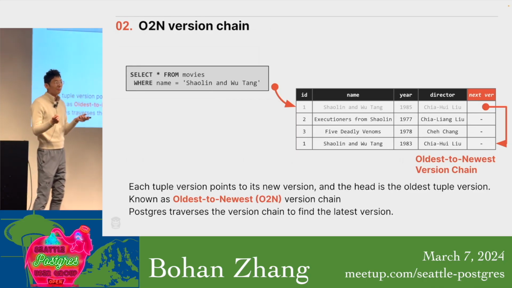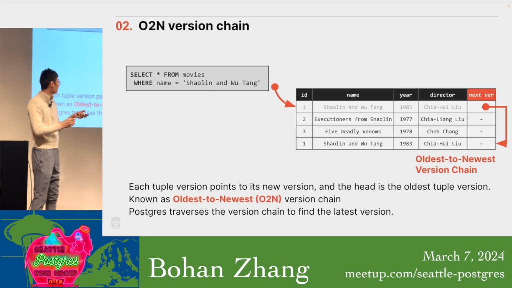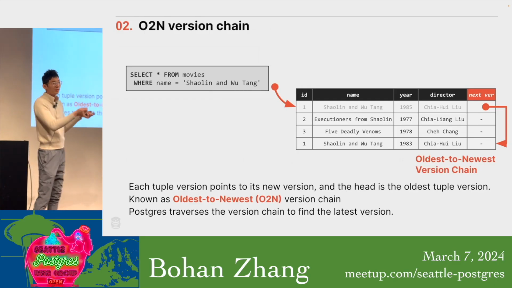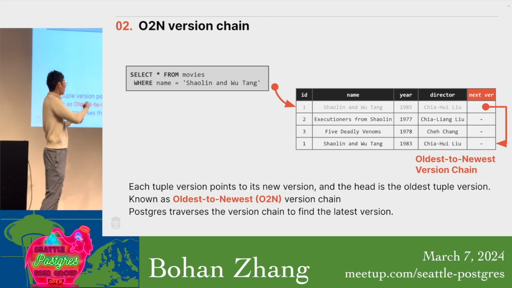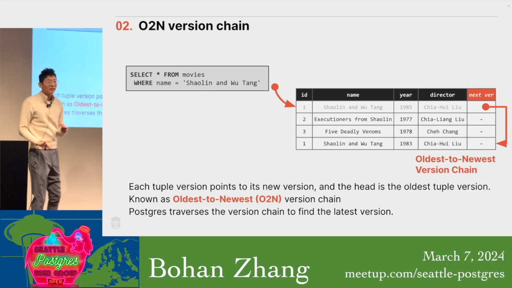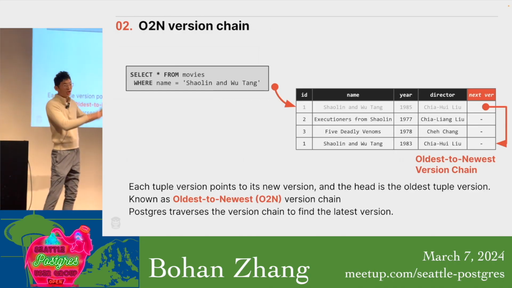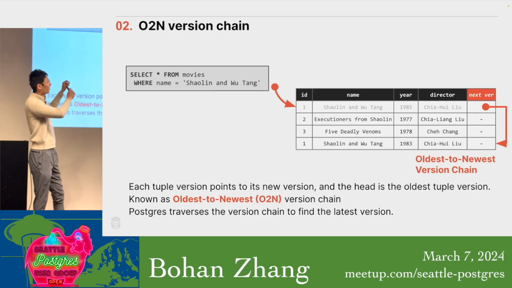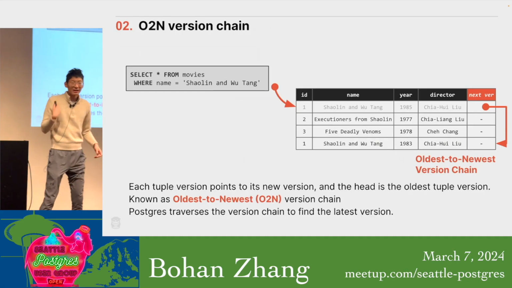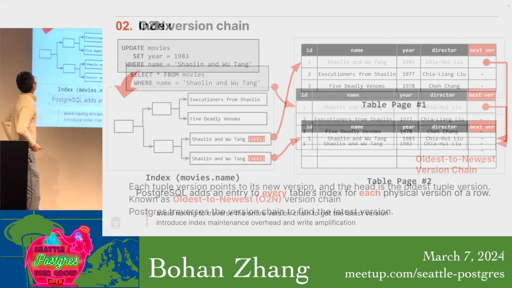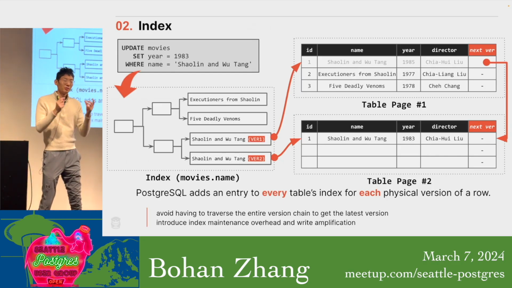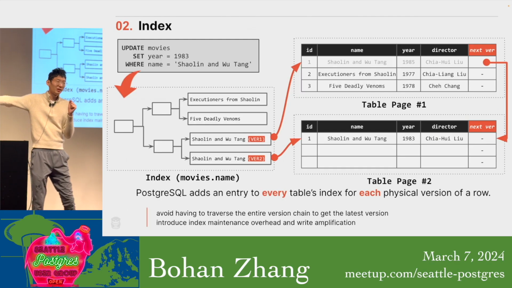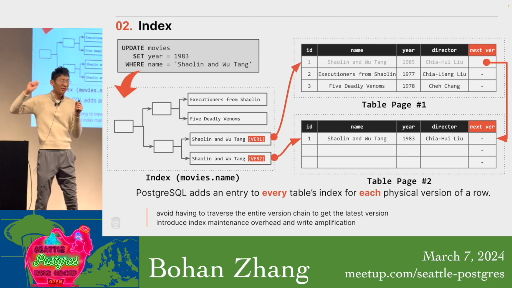In other databases, there is a different implementation. It may use a newest-to-oldest version chain, which means the new version points to the old version. And in Postgres, they use the oldest-to-newest version chain. So to get the latest data, Postgres needs to traverse this version chain. It starts from the head, and then it traverses the version chain to get the latest one. This is how Postgres gets the latest data. So the thing is that if there are many versions in Postgres, you need to traverse the whole version chain to get the data. If the version chain is too long, the performance is not good.